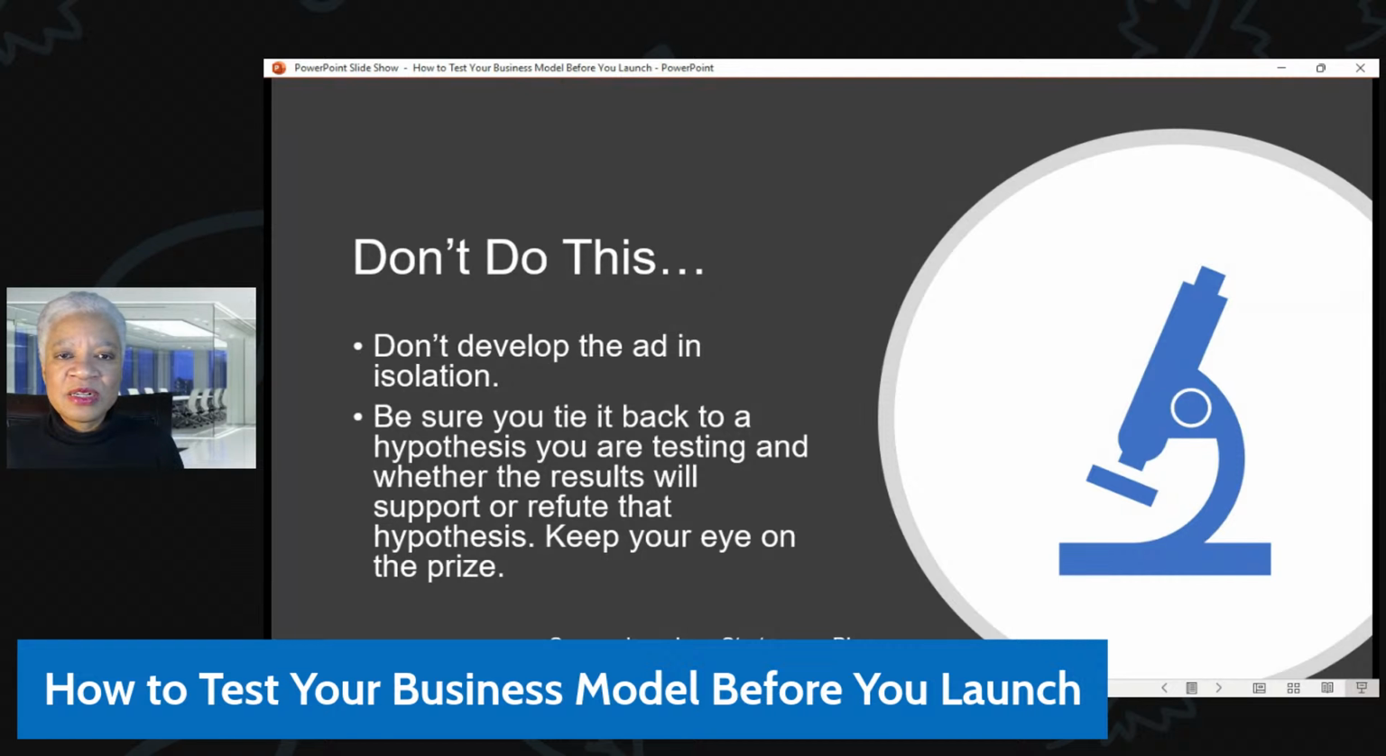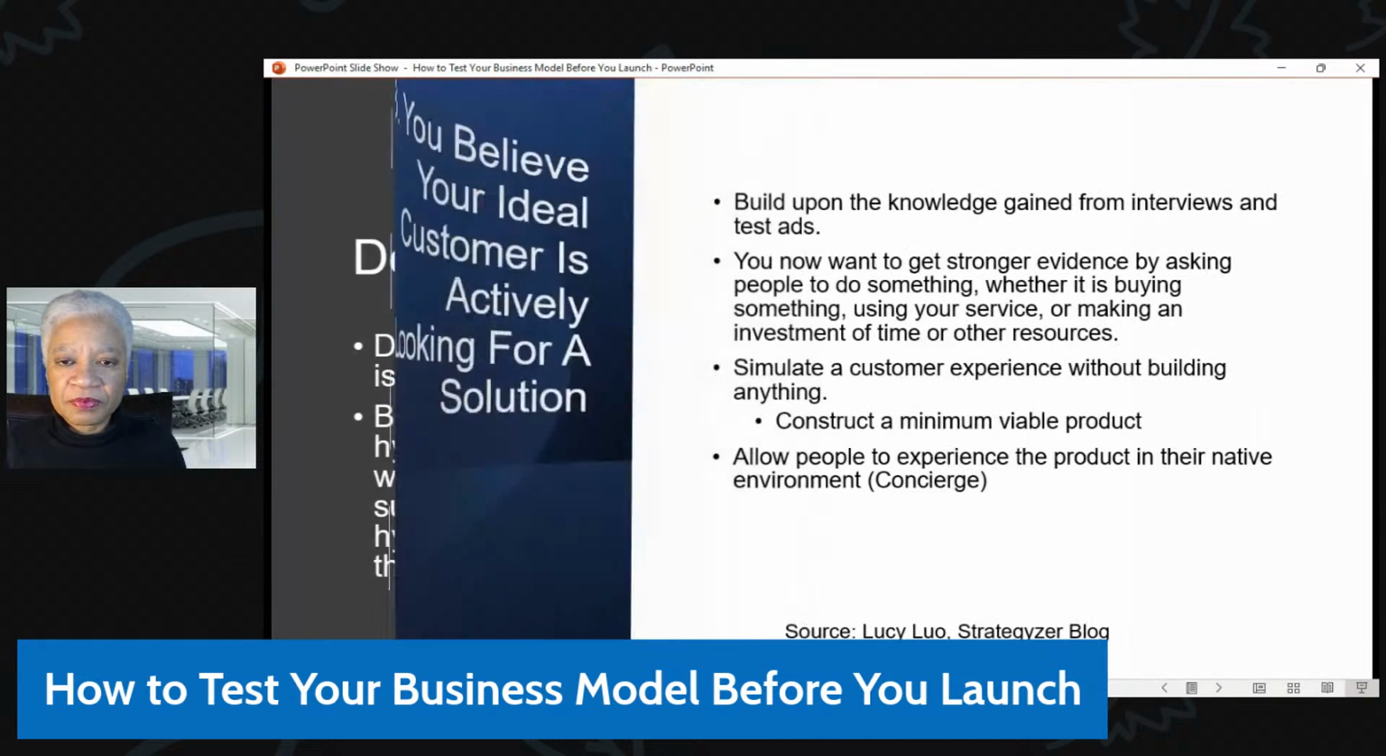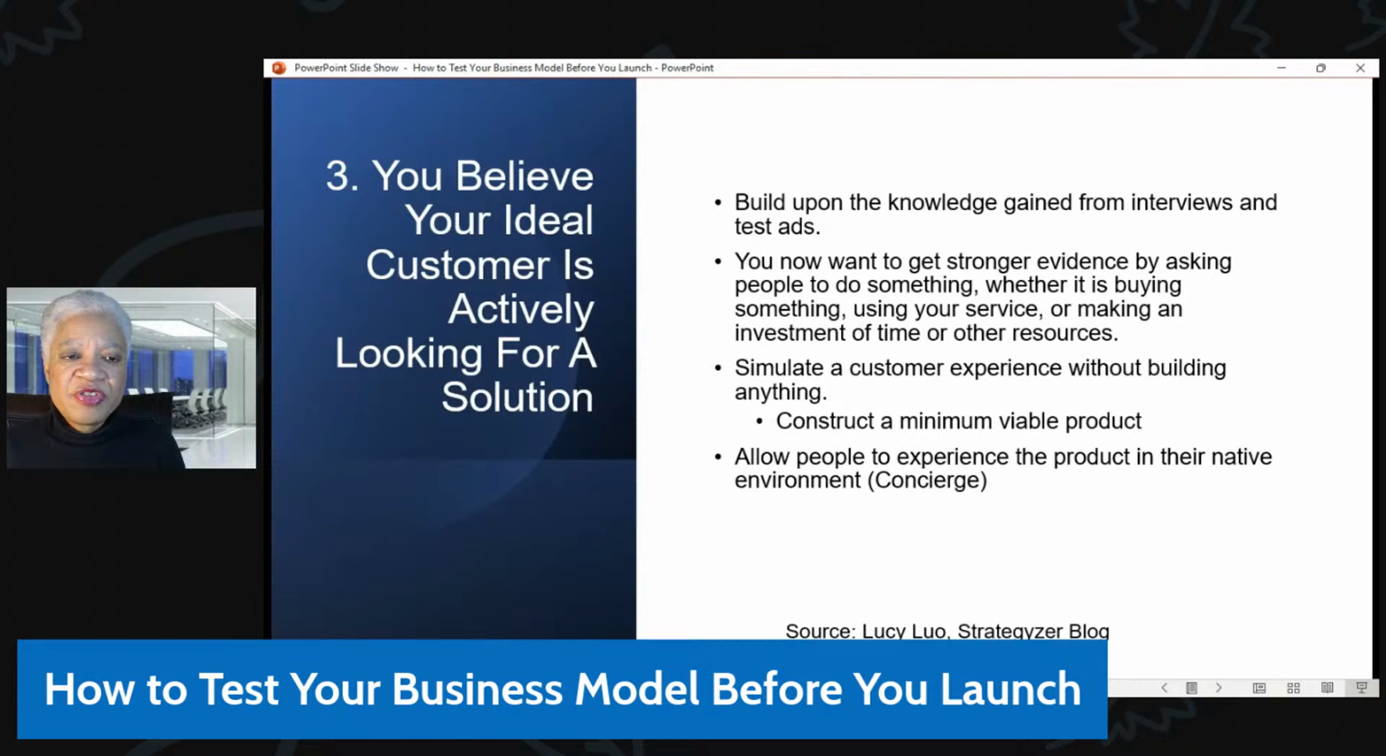So two things you want to link to: one, the value proposition, and two, the hypothesis. That way you can collect the data to know whether what you think is of value is in fact of value.